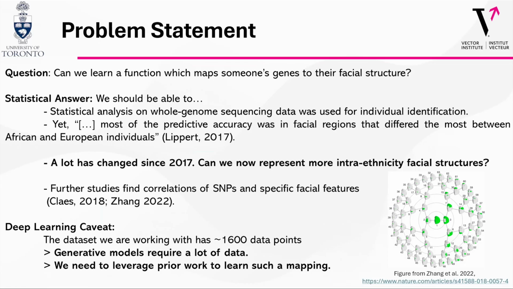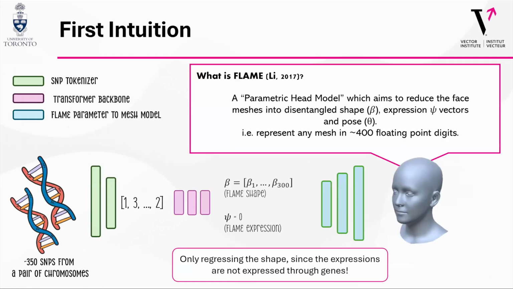All right, so yes, other methods in terms of statistics have indeed demonstrated that there are specific SNPs that we can look at that will directly affect the face, but to a certain level of stochasticity. And so, for first intuition, we wanted to iterate quickly and just get an intuition about what is happening. And so, as a first baseline, we trained this very simple model that goes from the 350 SNPs that were pre-selected based on previous studies, into a 300-dimensional vector that represents a FLAME mesh.